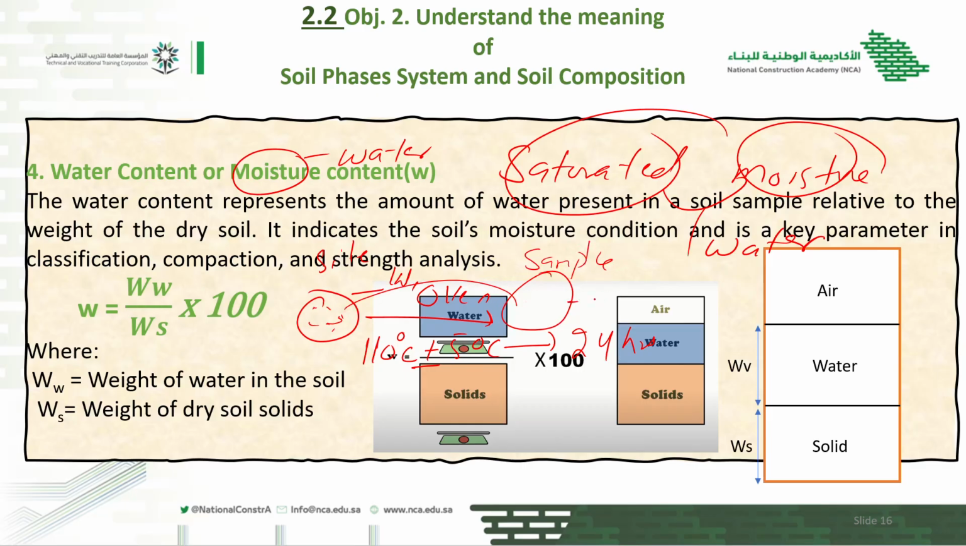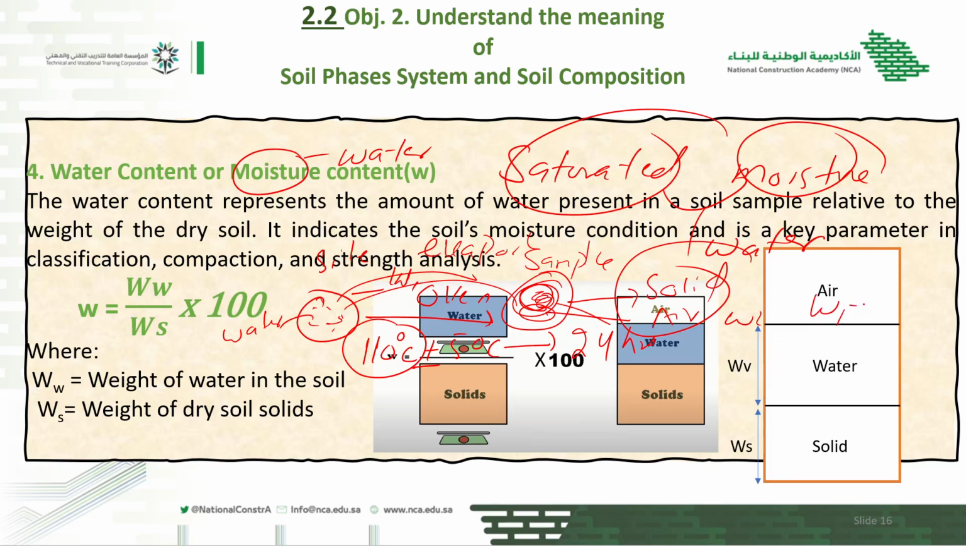Now as we know, there is some moisture or water present in the soil. For 24 hours it is subjected to a very high temperature of 110 degrees centigrade, so all the water present here will evaporate. So now in this sample there is no water. So it is purely solid and air. This is W2. So W1 minus W2 will give the weight of soil in solid form.